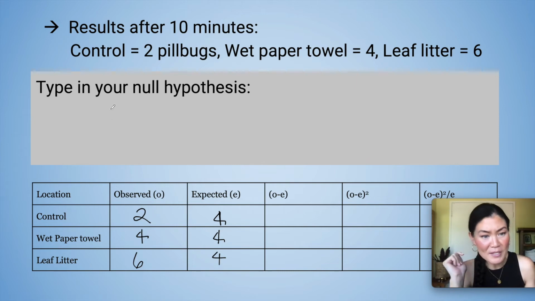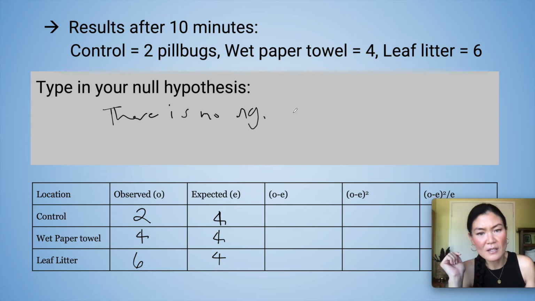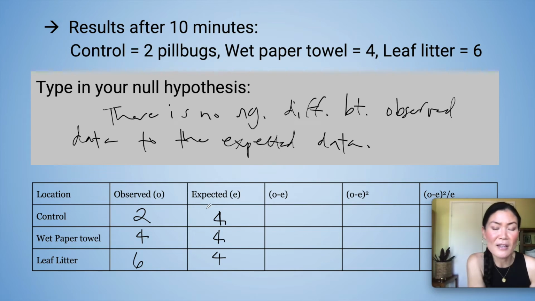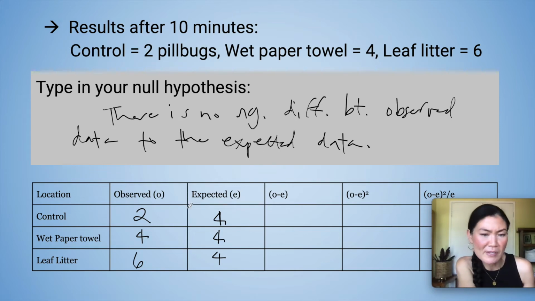So with our null hypothesis, we're going to say that there is no significant difference between the observed data to the expected data. Because with animal behavior, we're seeing that these animals have no preference, okay? It's going to be 4, 4, 4.